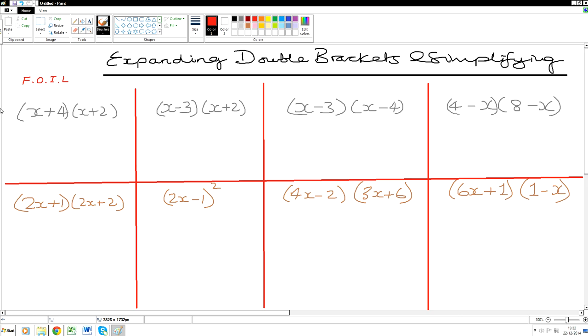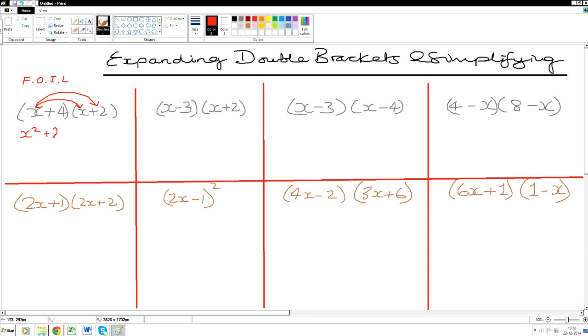This is mathematical FOIL. F stands for the front two. So x times x, these are the front two of each bracket. That's F. x times x is x squared. And then we do the outside two. So the outside two: x times plus 2.